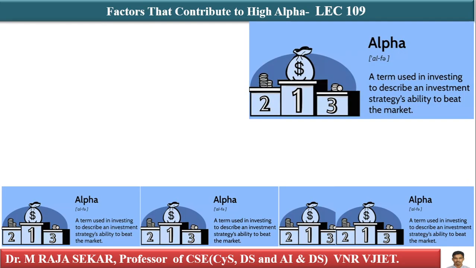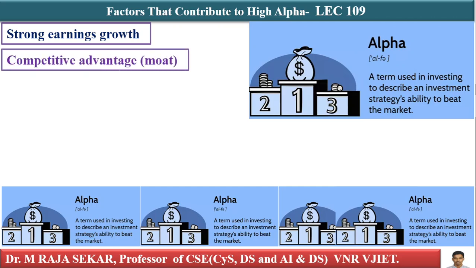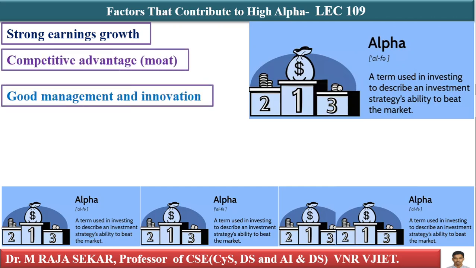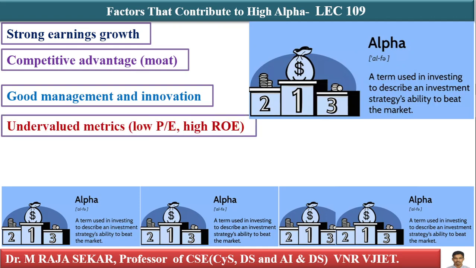What are the factors that contribute to high alpha? First factor is strong earning growth. Second factor is moat, meaning competitive advantage. Third one is good management and innovation. Of course, management is very important. And the next one is undervalued metrics. Undervalued metrics means low P/E and ROE. I already discussed in previous classes what P/E and ROE are.